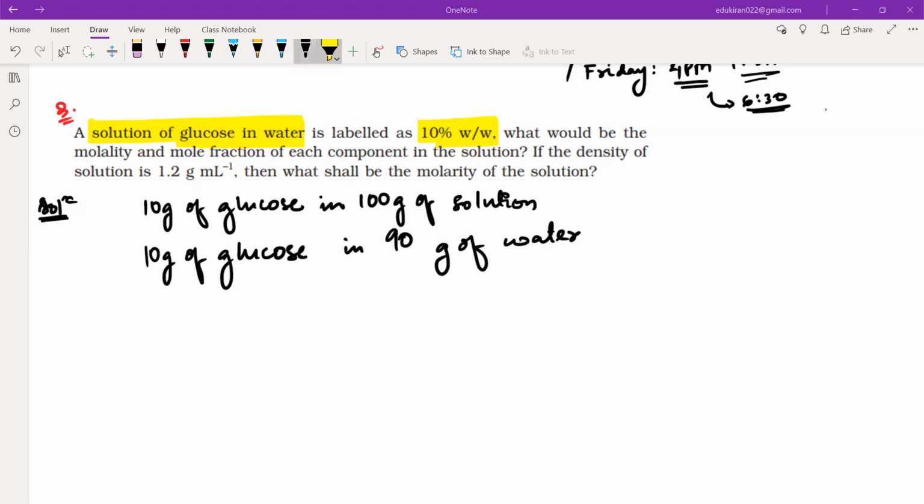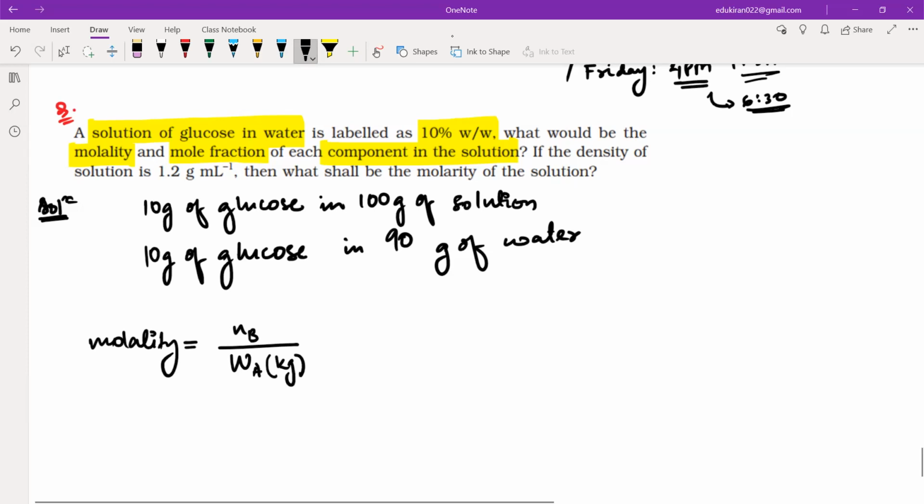Okay, fine. Then what they have asked, what would be the molality and mole fraction of each component in the solution? Do you know the formula for molality? Yes. Molality is equal to, tell me. Moles of solute by mass of solvent. Mass of solvent, okay, in kg.